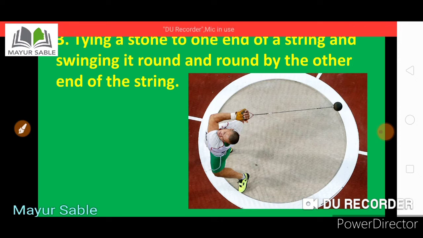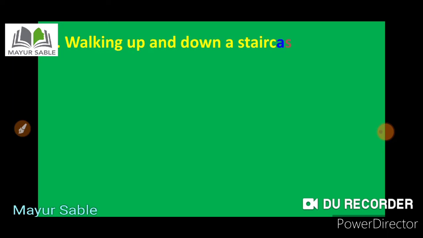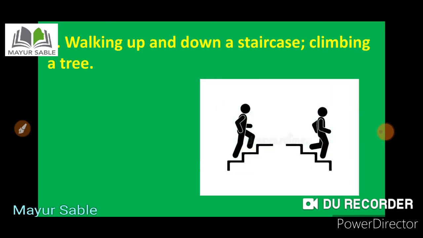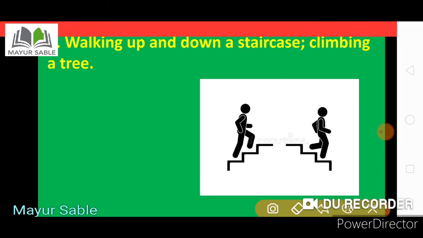Then, walking up and down a staircase or climbing a tree. When we walk up a staircase, what happens? We apply force against the force of attraction exerted by the earth, that is, the gravitational force. And when we go down a staircase, what happens?